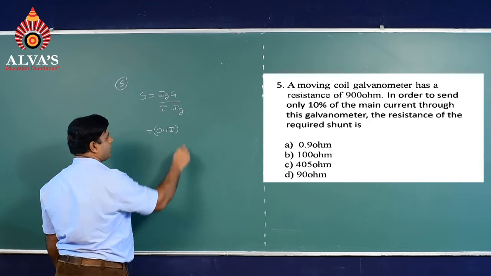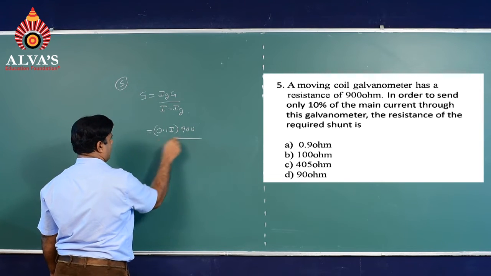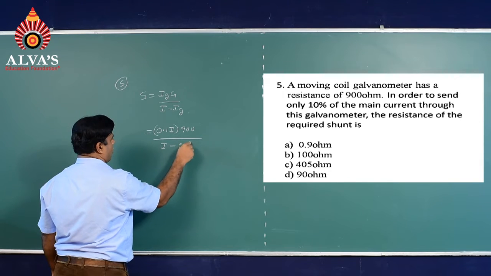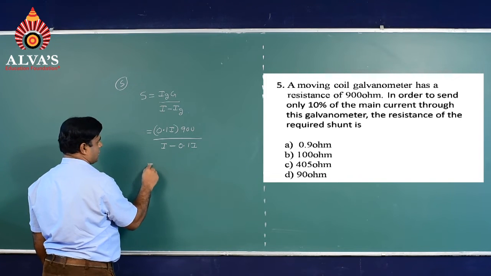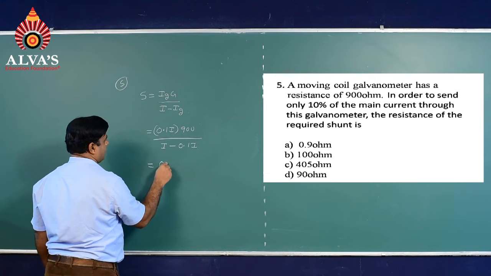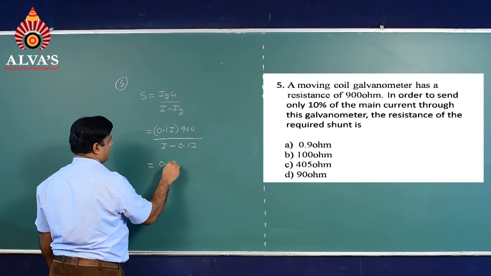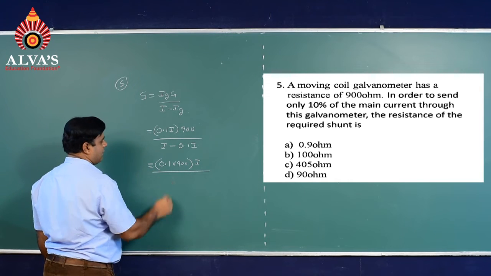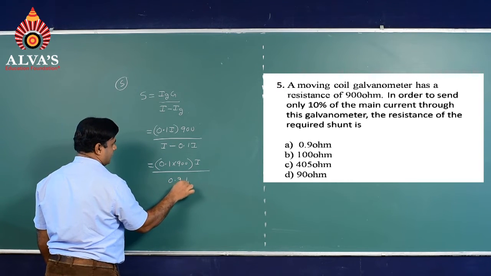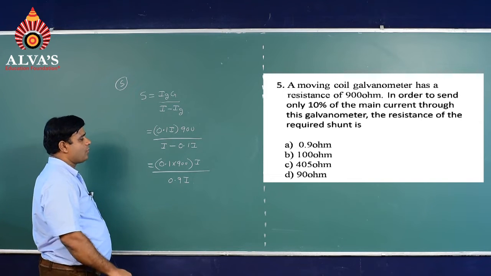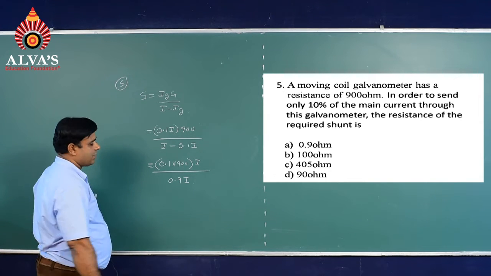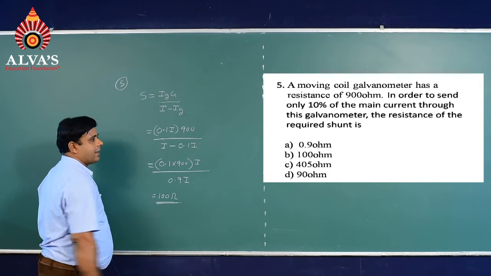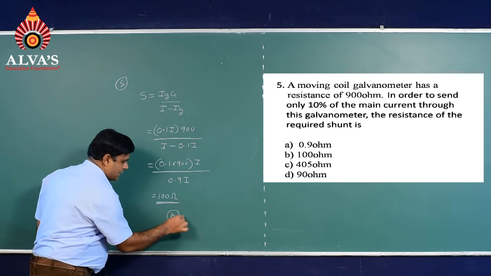Into galvanometer resistance is 900 ohm, current I minus Ig is 0.1 I, which gives rise to 0.1 into 900 I divided by 0.9 I. 0.1 by 0.9 is 1 by 9. 900 by 9 is nothing but 100. So, the answer is 100 ohm. So, B is the answer.